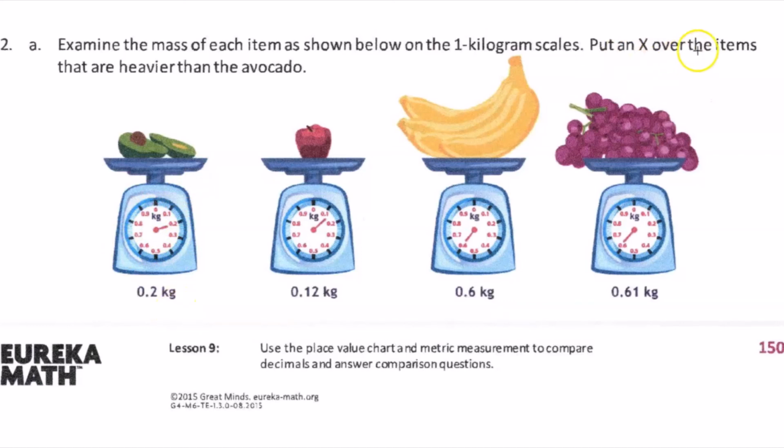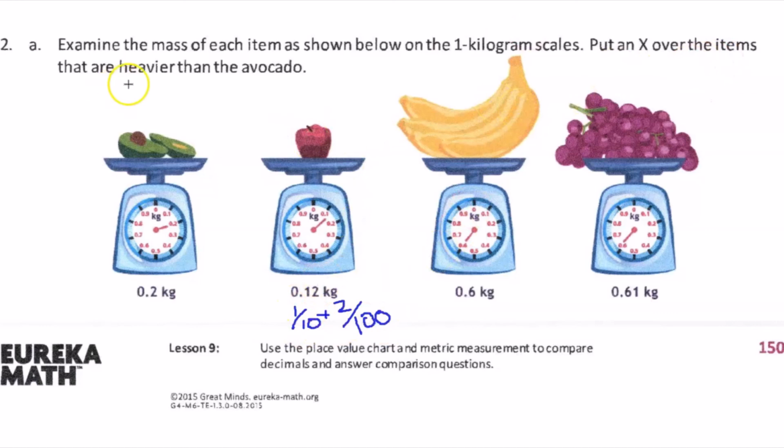So the first one, you put an X over the items that are heavier than the avocado. So the avocado is 0.2 kilograms, or 2/10 of a kilogram. And look where it's at on the dial. Now if I look at the dial here, I can see that it is less than 2/10. This is 1/10 plus 2/100 plus 2/100, and that equals 12/100. And the 12/100 is below 20/100 or 2/10. So I need an X on this one. Oh no, I take that back. Let me undo that.